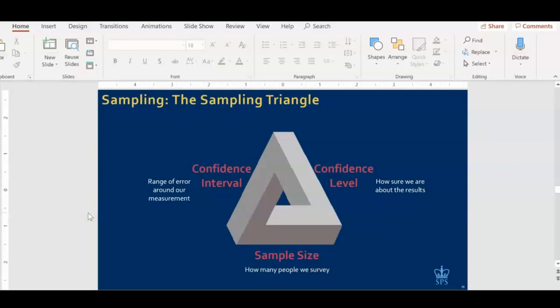Today we're going to discuss the sample triangle. The sample triangle is composed of three different variables. The first one is the confidence interval, which is the error around our measurement. The confidence level is how sure we can be of the results we're seeing in our data tabs. And the third component is our sample size, which consists of how many people we actually surveyed.